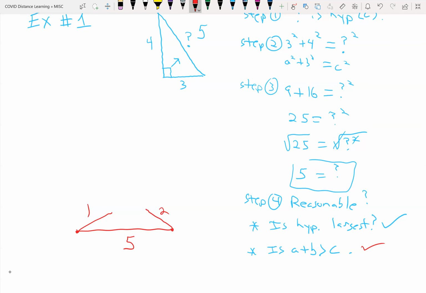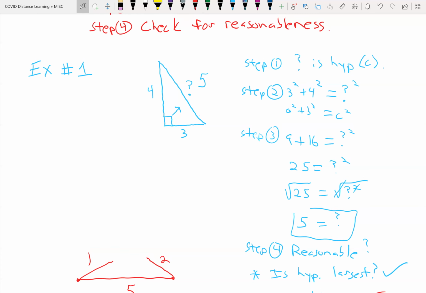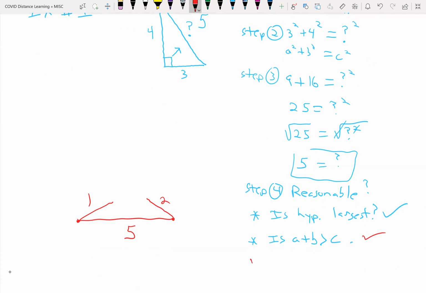And of course, we could substitute it back into our equation to see, is this true? Last thing, does 3 squared plus 4 squared equal 5 squared? Yep, it does. That's 9, that's 16, that's 25. It satisfies the equation. We didn't make a mistake in our math. Questions? All right, let's do one more example.